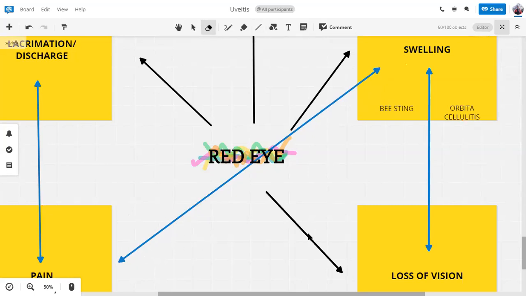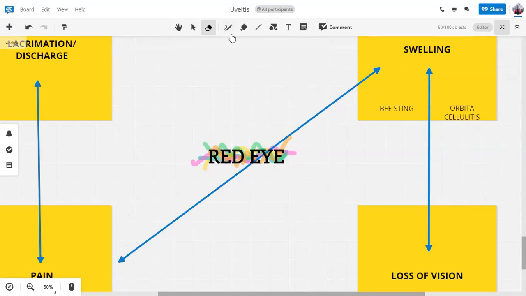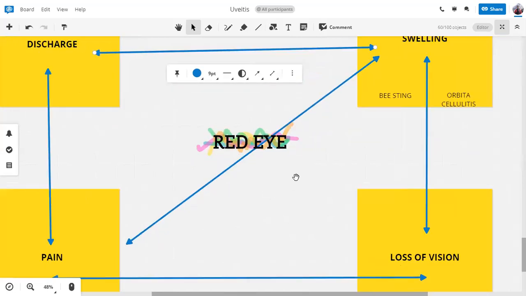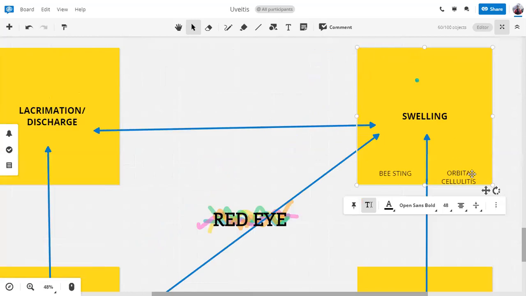So we have bee sting in which we can have swelling, loss of vision, pain. We can even have lacrimation and discharge. ठीक है? देखो diagnosis बनते जा रहे हैं. Then lacrimation and swelling के साथ हमने क्या बनाया था? चलिए diagnosis बताओ. In this discharge, there is swelling and there is a red eye. ये चीज ऑर्बिटल सेलुलाइटिस में भी यही हो सकता है.